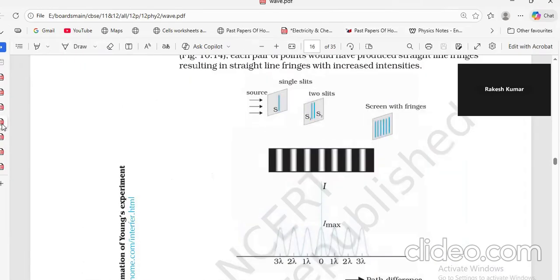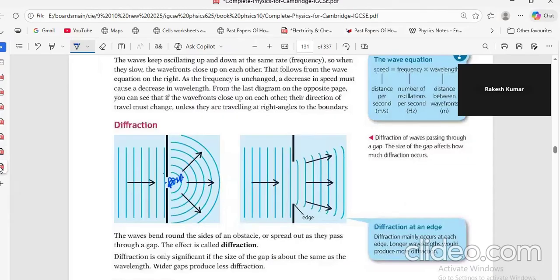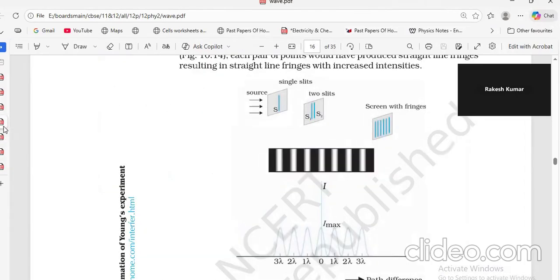Now this is what happens when he says if a becomes small, then the diffraction pattern will become flat and interference will increase, because the diffraction will increase and the waves will start interfering with each other. So if a is small, these two will start interfering more, and the diffraction pattern will disappear and interference will appear. This kind of pattern will happen if the a's are small.